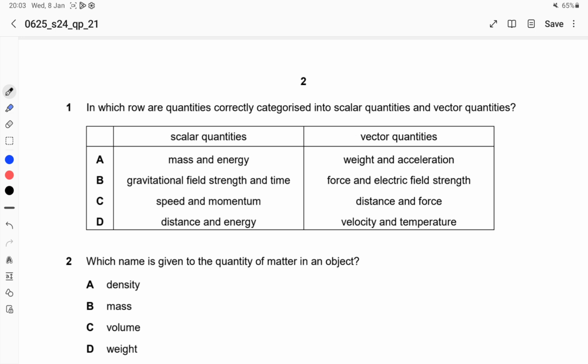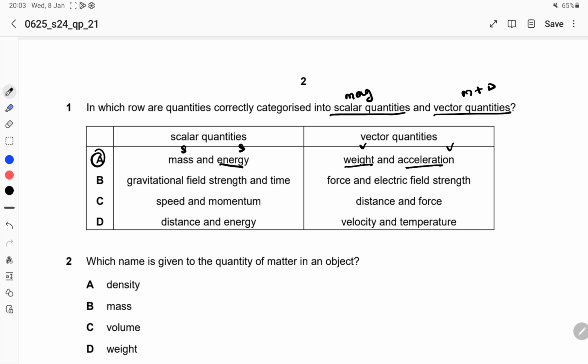Let's begin. Now, in which row are quantities correctly categorized into scalar quantities, which means they should only have magnitude, and vector quantities, which means magnitude along with direction? Let's see the options. Mass, I know, is scalar. Energy and work, a lot of you feel it is vector, but no, it is scalar. Weight is vector. Acceleration is also vector, which means A looks perfect. We are lucky enough to get the answer as A.